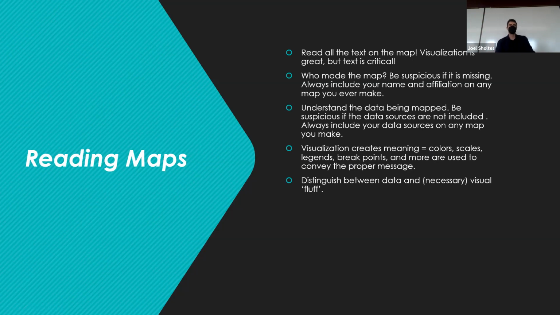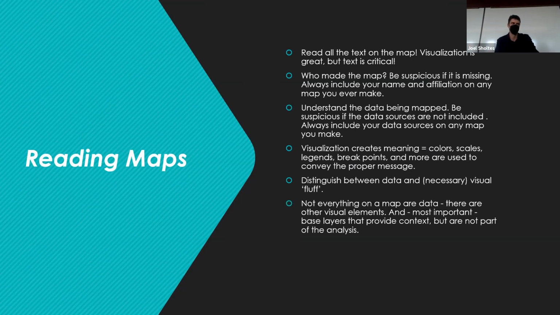And it's important to be able to distinguish between data, what we want to communicate, and then visual fluff. So just excess symbology or things that aren't helping tell the story that you want to tell. So not everything on a map is going to be data necessarily, but maybe we have other visual elements that help make it look nice or orient the user to where things are and provide context.